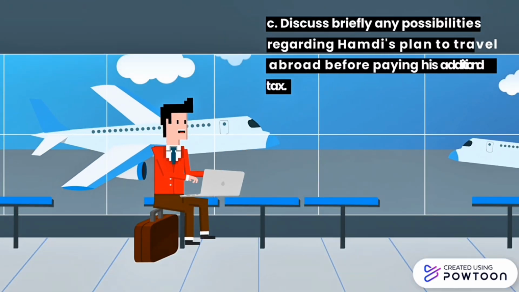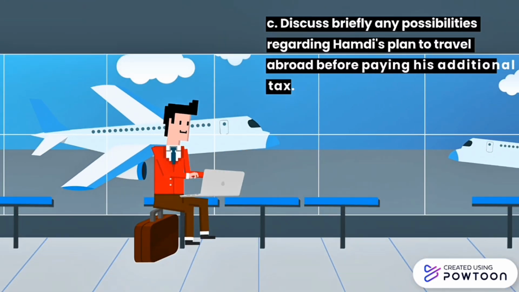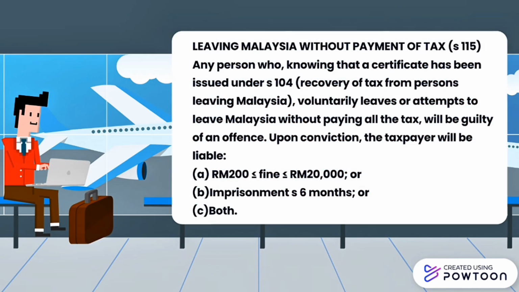C. Discuss briefly any possibilities regarding Hamdi's plan to travel abroad before paying his additional tax. Leaving Malaysia without payment of tax. Any person knowing that a certificate has been issued under Section 104, recovery of tax from a person leaving Malaysia, who voluntarily leaves or attempts to leave Malaysia without paying all the tax will be guilty of an offence. Upon conviction, the taxpayer will be liable to a fine of not less than RM 200 and not more than RM 20,000, or imprisonment for 6 months, or both.